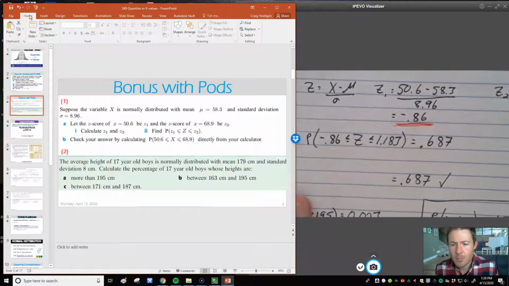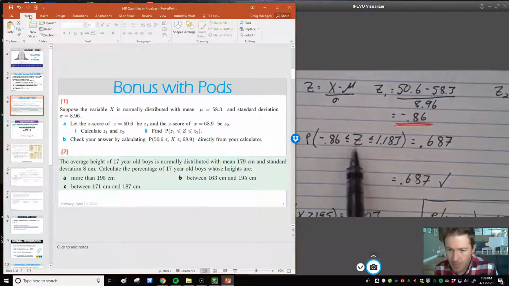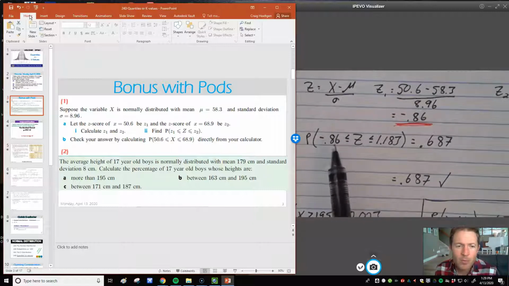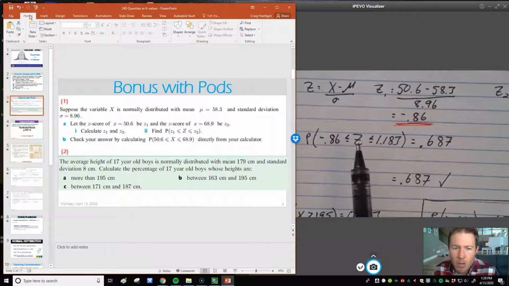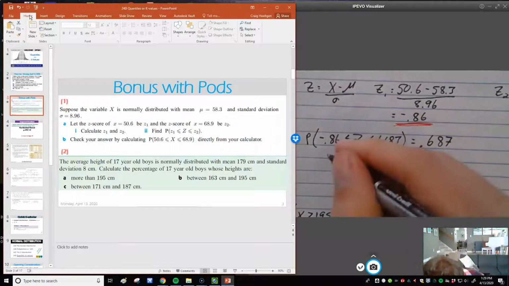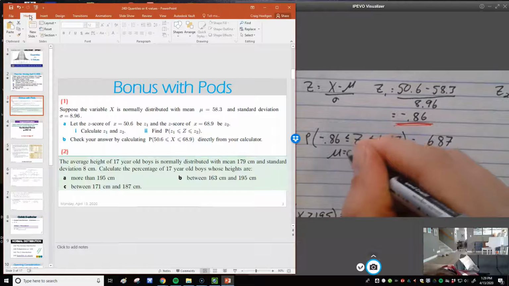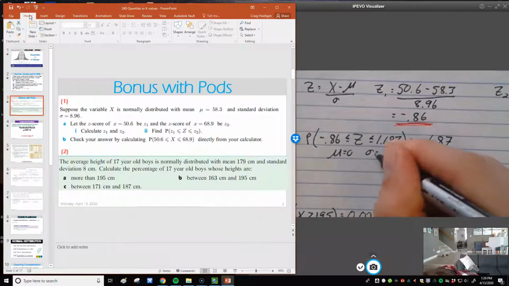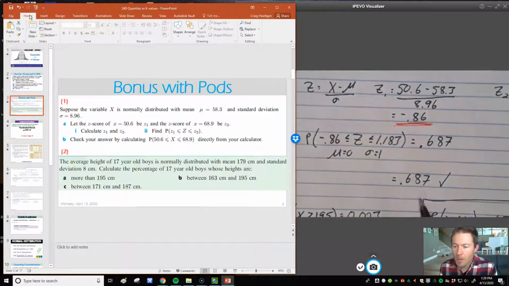Okay, part 2, find the probability of Z being between these two values. You might be stuck for a second. Well, what do I do from here? The big reminder is that whenever you have Z, once you've transformed it into a z-score, your mean is 0 and your standard deviation is 1. I'll just write that to make it explicit: mean 0, standard deviation 1. And so now you can plug this into your normal CDF.